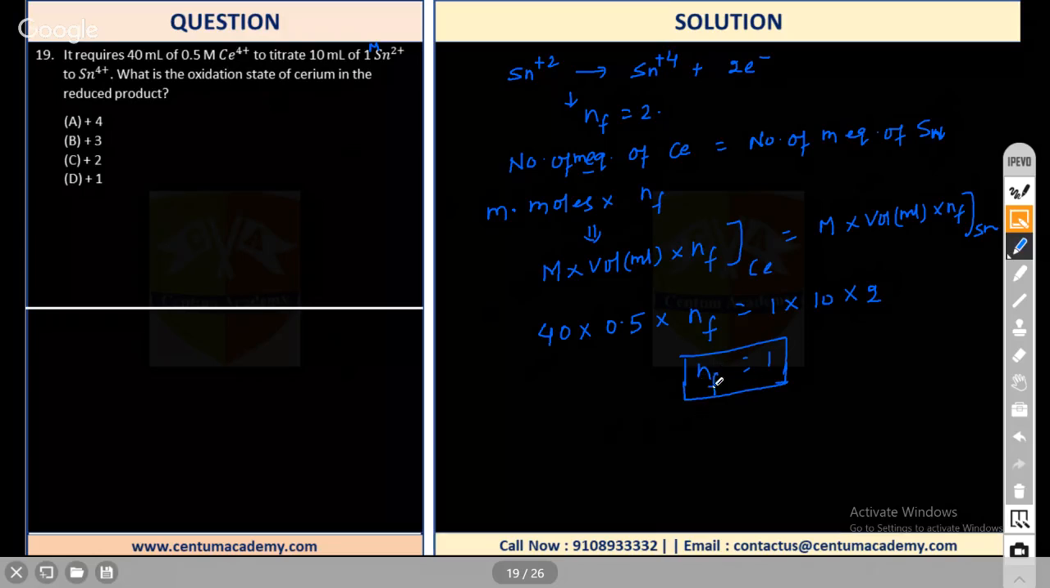It means 1 electron is required for the conversion. So we have Ce4 plus initially. For N factor to be 1, we must have 1 electron. Like here you see 2 electrons are there, so N factor is 2. So for 1, we must have 1 electron, and it gives Ce3 plus. Hence the oxidation state of cerium in the product is plus 3. Answer is option B.